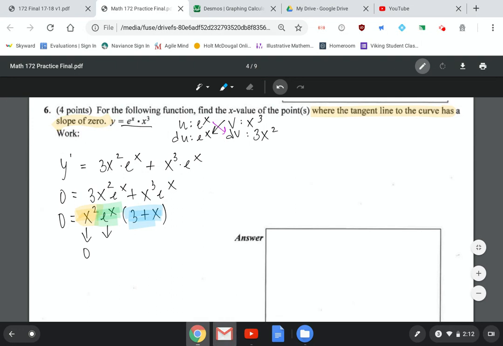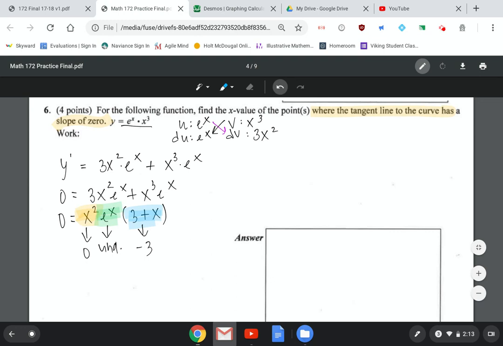When is e to the x going to equal 0? That's a tough one. It's never going to equal 0. It can't ever equal 0 because it's exponential, and in order to exponentially grow, you have to start with something. And e to the x has a horizontal asymptote at 0. So this one is undefined. That one's not going to give us it. That one will never have a slope of 0. And this one would be when x is negative 3.